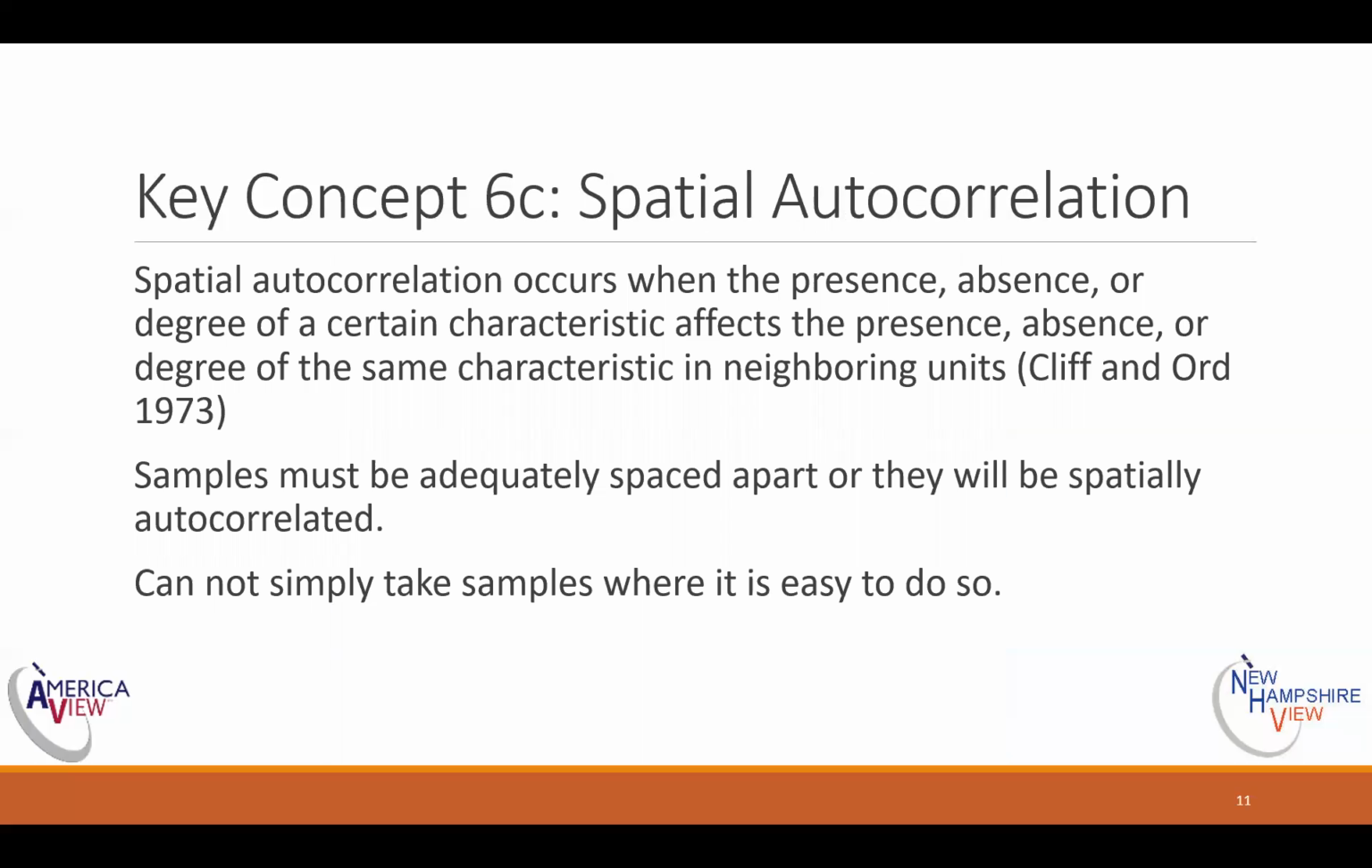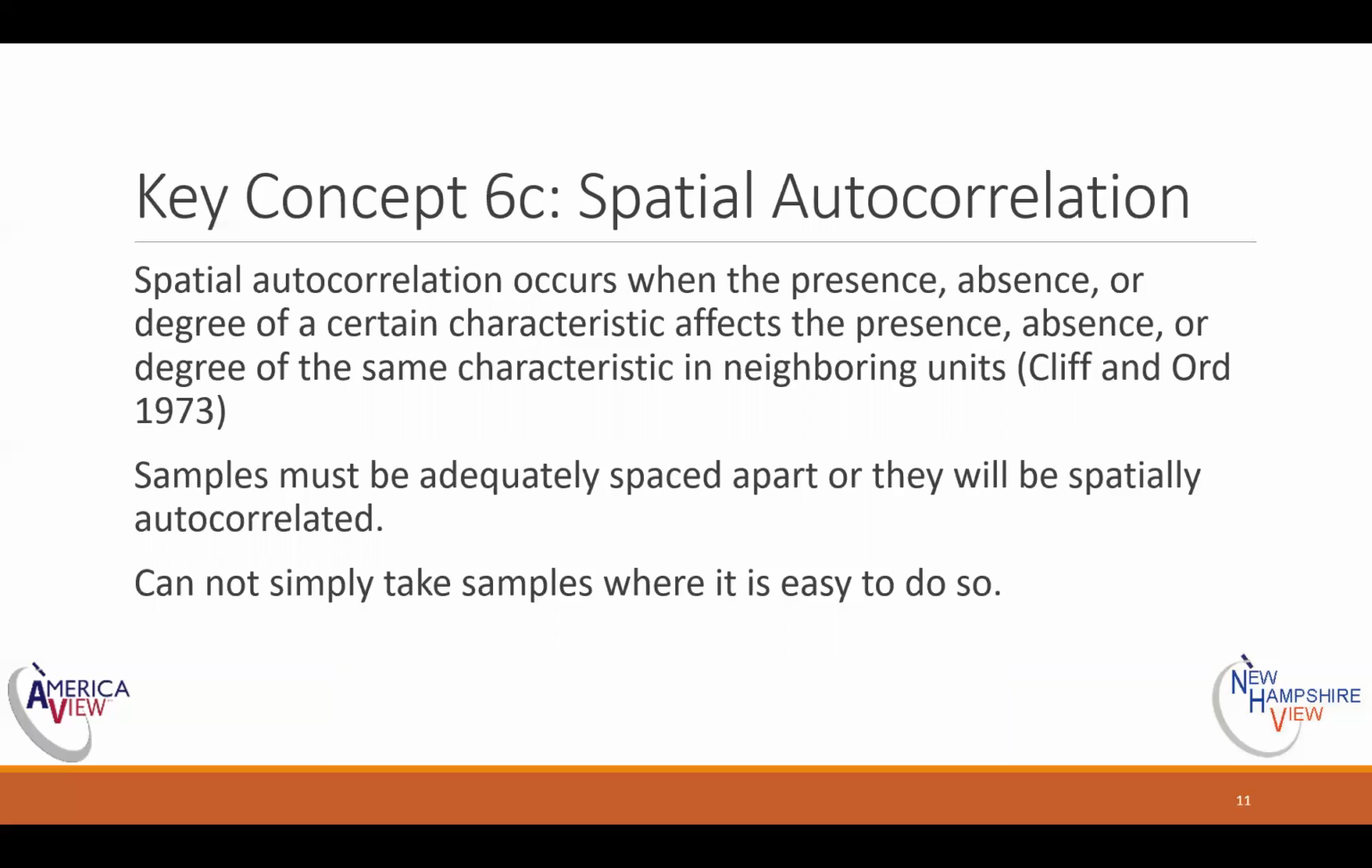Okay, here's that concept of spatial autocorrelation that I mentioned. Spatial autocorrelation is very important, and you need to understand it when you're doing any kind of sampling that revolves around locational data. Okay, so for remote sensing, that's what we're talking about. So here's a nice definition of spatial autocorrelation. Spatial autocorrelation occurs when the presence, absence, or degree of a certain characteristic affects the presence, absence, or degree of that same characteristic in neighboring units.